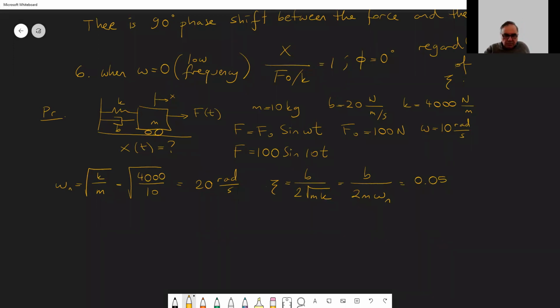Okay, omega over omega n is 10 over 20, so it is 0.5, the frequency ratio. And F0 over K is 100 over 4,000, which is 0.025 meters. This is the static deflection, so to say.